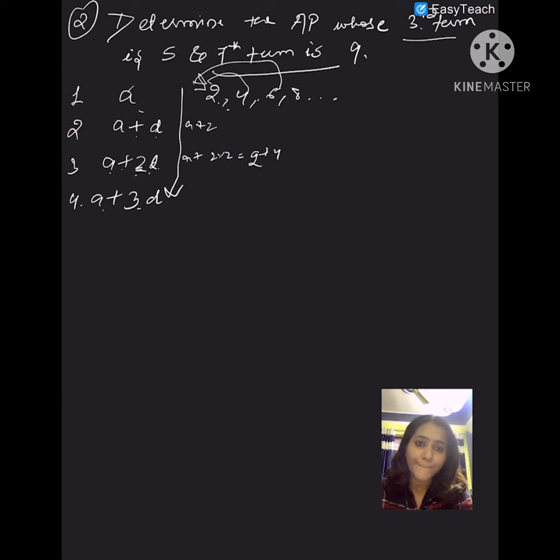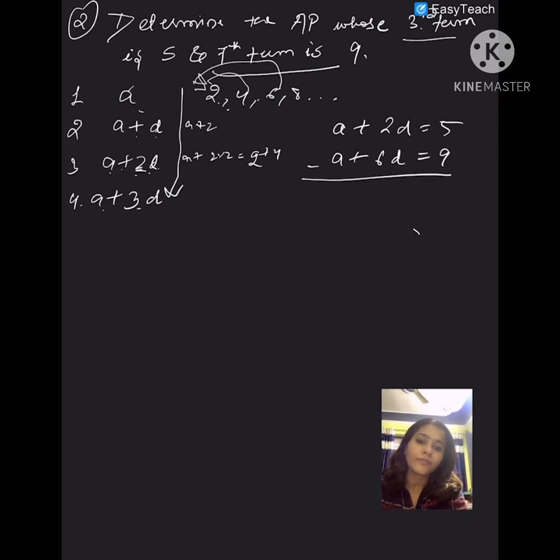So third term is 5. How will you write it? a plus 2d is 5. How will you write seventh term is 9? So for seventh you will write a plus 6d is equal to 9. Now subtract using the elimination method. Minus 4d is equal to minus 4. d is equal to 1.